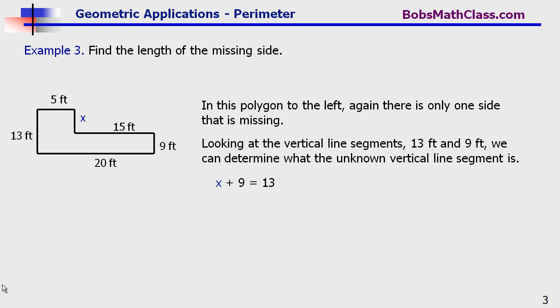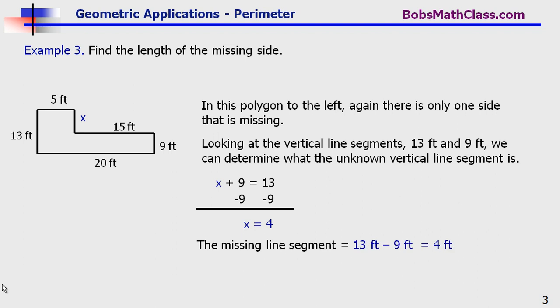Okay, also, this is not drawn to scale, so don't worry about what it looks like. Maybe it looks like it's 10 feet, or maybe it looks like it's 9 feet. But it's not drawn to scale. So subtract 9 on both sides. 4. So that vertical line segment is 4 feet. Or 13 minus 9, 4 feet.